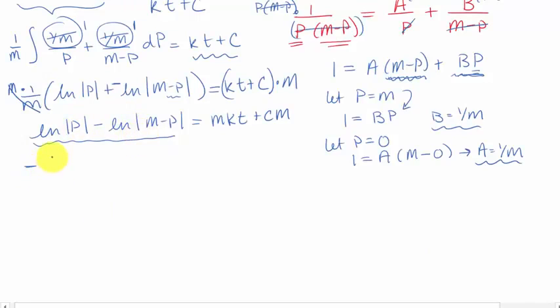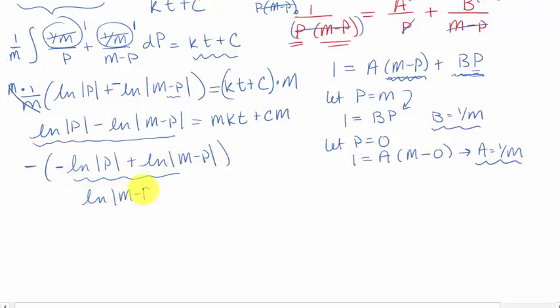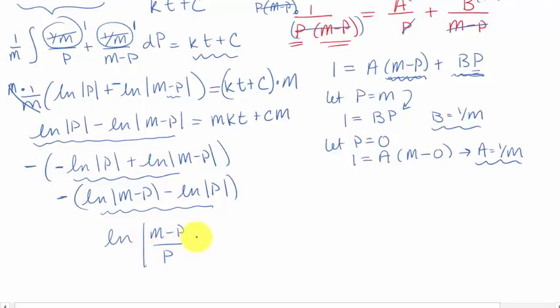So if I factor out a negative, I'm going to end up with an opposite of the natural log of the absolute value of p plus the natural log of m minus p. There's a reason we do this. It's so that now we can use properties of logarithms. We're going to rewrite this as the natural log of m minus p minus the natural log of the absolute value of p. There's a negative out in front here, and this can be written as the natural log of m minus p all over p, and we have to keep that in the absolute value sign. We still have the opposite sign here, and on the right hand side we have our mkt plus cm.